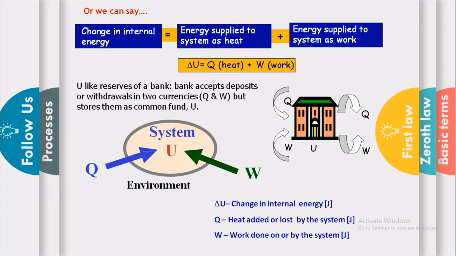The change in internal energy we write as delta U, and it is measured in joules or kilojoules. Q means heat added or lost by the system, and W is work done by the system or work done on the system.